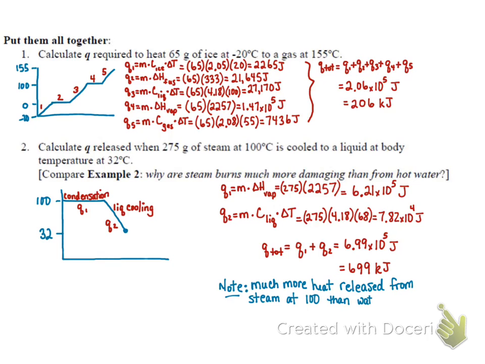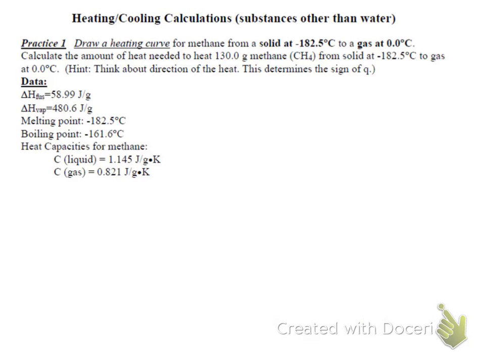Note, in an earlier example we had boiling water, and now we have steam. The amount of heat released from steam is huge, and that's why steam can cause such horrible burns, much worse than boiling water, even at the same temperature, because all that heat from the steam has to go somewhere, and that's very dangerous.